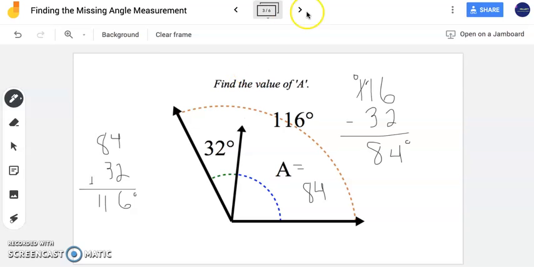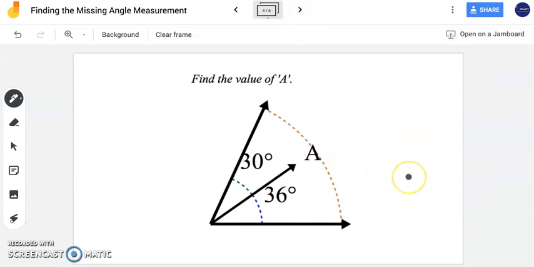Now you might also see angles like this. Notice we're given an angle and we're given both pieces. So here I have one piece of 30 degrees and another piece of 36 degrees. My goal is to find the entire angle measurement. So again, if you were to have that bar model, we don't know what the whole amount is, but we do know that one piece is 30 degrees and we do know that the other piece is 36 degrees.